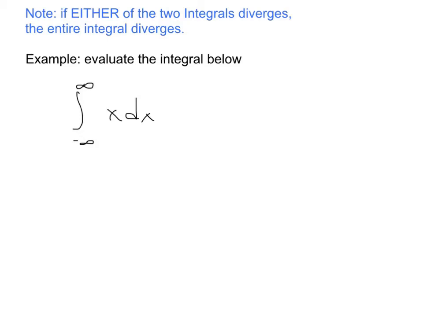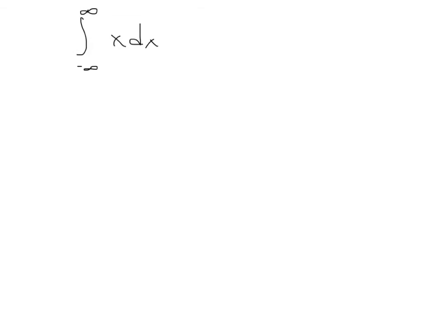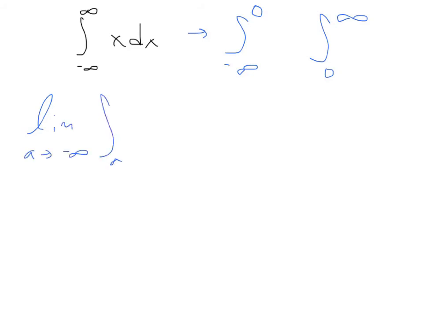So I'd like you guys to work through this one. Pause the video, split it into two pieces, do the two integrals, and see what happens. I tried to make this one easy for you guys. So I'm going to do the same thing. I'm going to do the integral from negative infinity to 0, and then from 0 to infinity. Same thing as I did last time. And let me write in the limits right now. The limit as a approaches negative infinity of the integral from a to 0 of x dx, plus the limit as b approaches positive infinity from 0 to b of x dx.